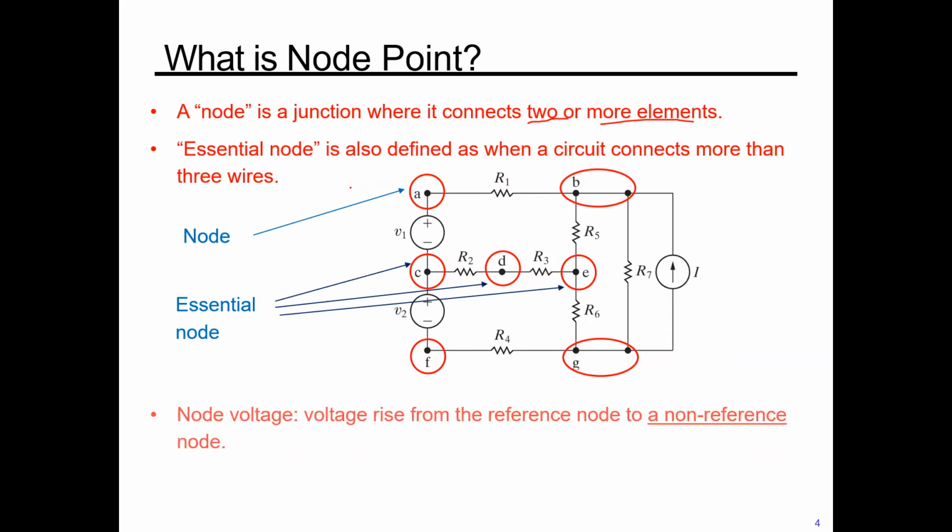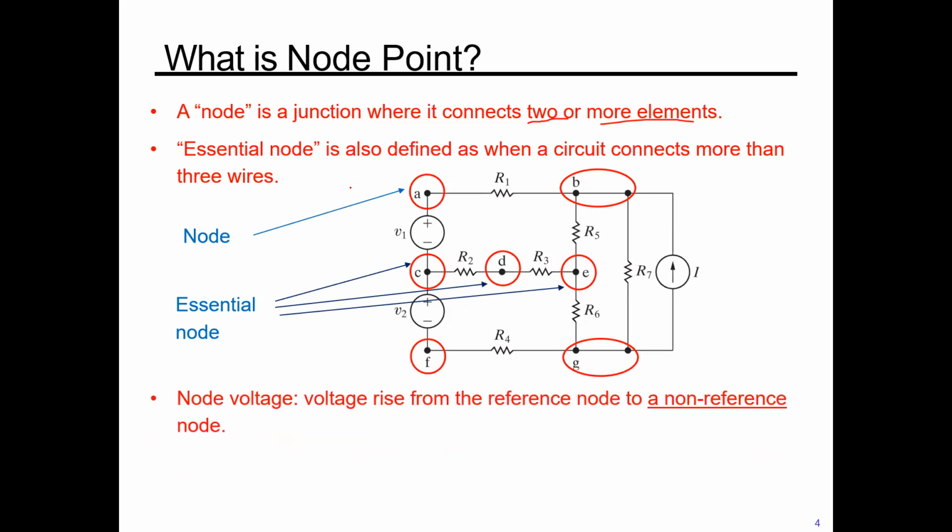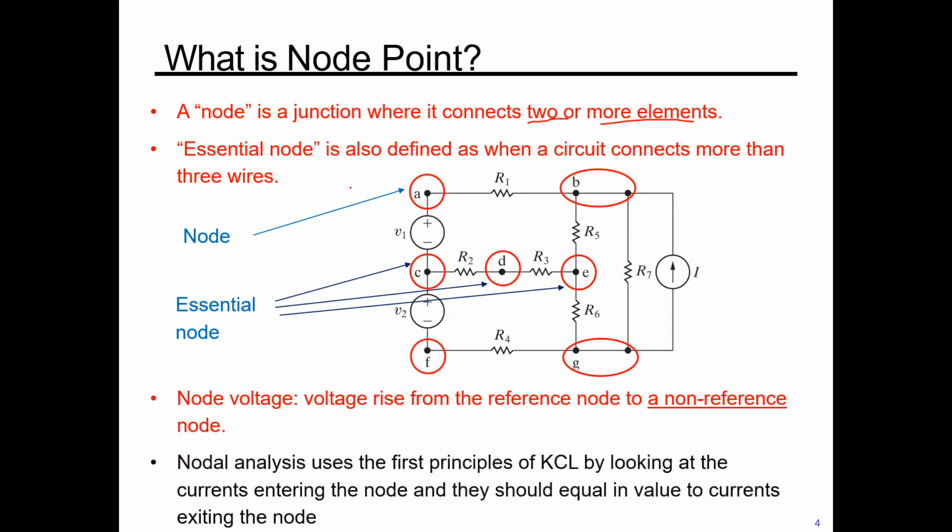A node voltage is the voltage rise from the reference node to the non-reference node, where nodal analysis uses the first principle of Kirchhoff's current law. What it means is, whatever current we have entering here must be equal to the two currents leaving.